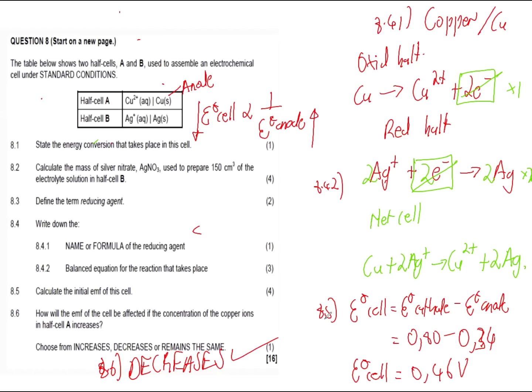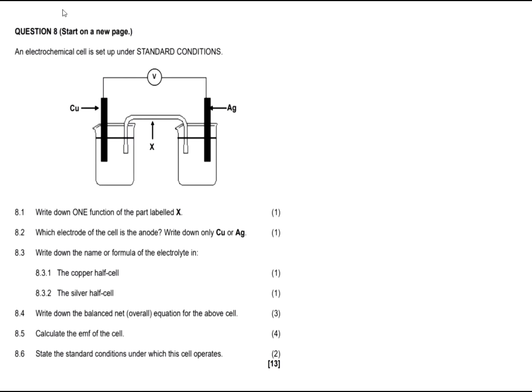So 16 marks in the bag, just like that. Easy peasy. Let's see another question. So we have another question 8. It says an electrochemical cell is set up under standard conditions. Now 8.1 says write down one function of part labeled X. So again, our 8.1 is the salt bridge, and then we can just go with it completes the circuit.